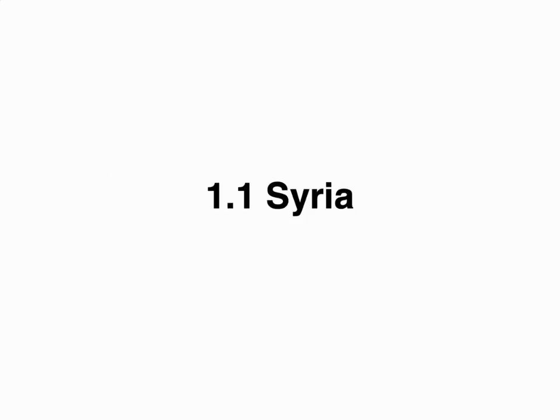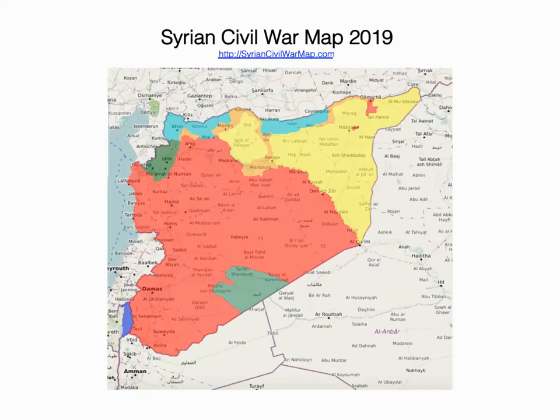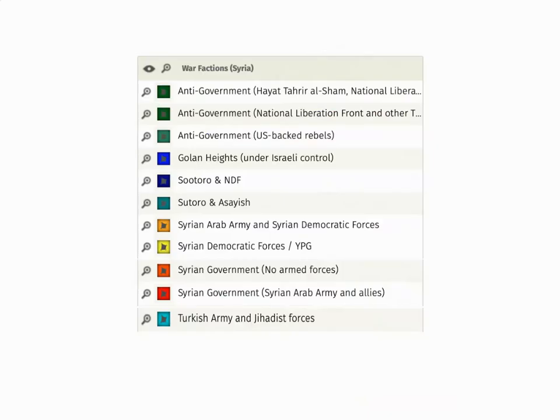So with regard to Syria, let's have a look at the Syrian Civil War Map 2019. The colorful map requires a legend. And what the map reflects is that the country is split among a number of war parties. And we'll have a look at these on the next slide.